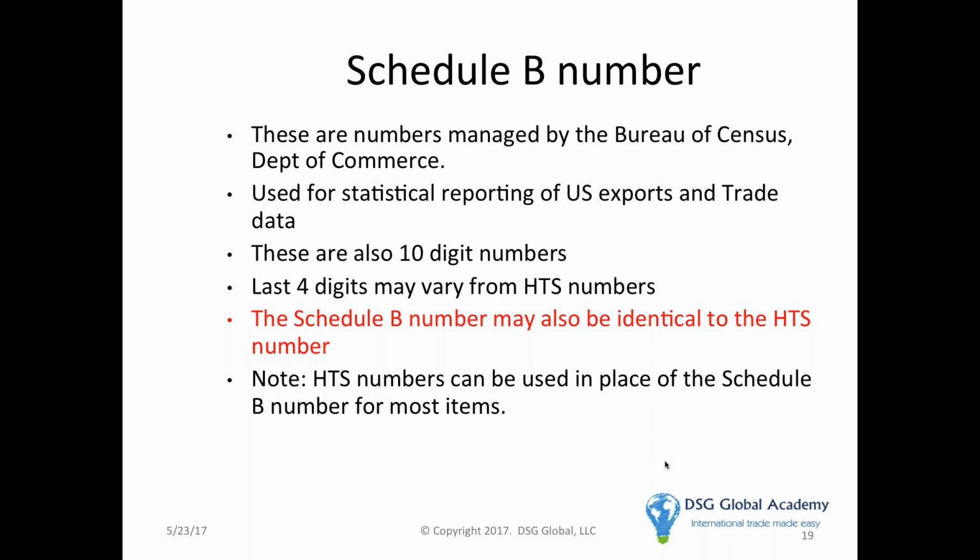Schedule B numbers, usually the first 6 digits are the same as the HTS number. In some cases, the first 8 digits, in some cases, maybe the full 10, but definitely the first 6 are the same. And because it's for reporting purposes and not for customs duty determination, that's why you have more zeros at the end, because the government doesn't need to get too specific under certain product groups.